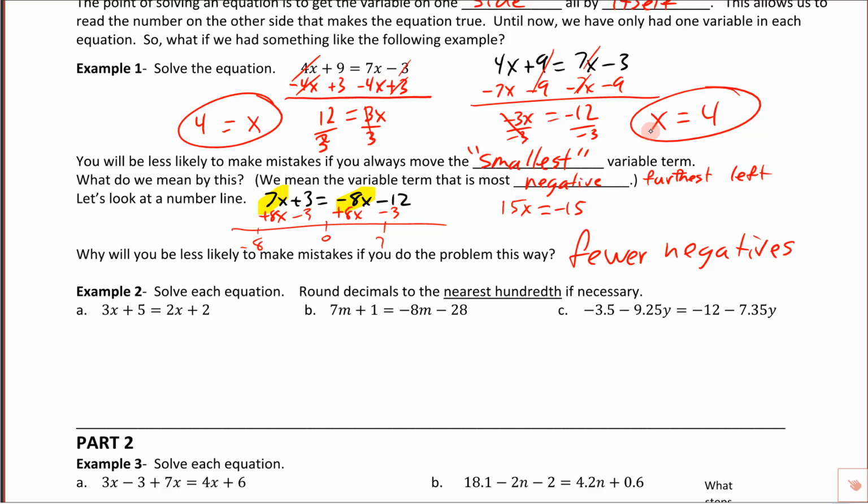So let's go ahead and do these problems. Let's see what type of answers we get. If we do happen to get a fraction or a decimal, we'll know how to deal with those. And again, for a decimal, we're going to round to the nearest hundredth. So let's take a look at this one right here.